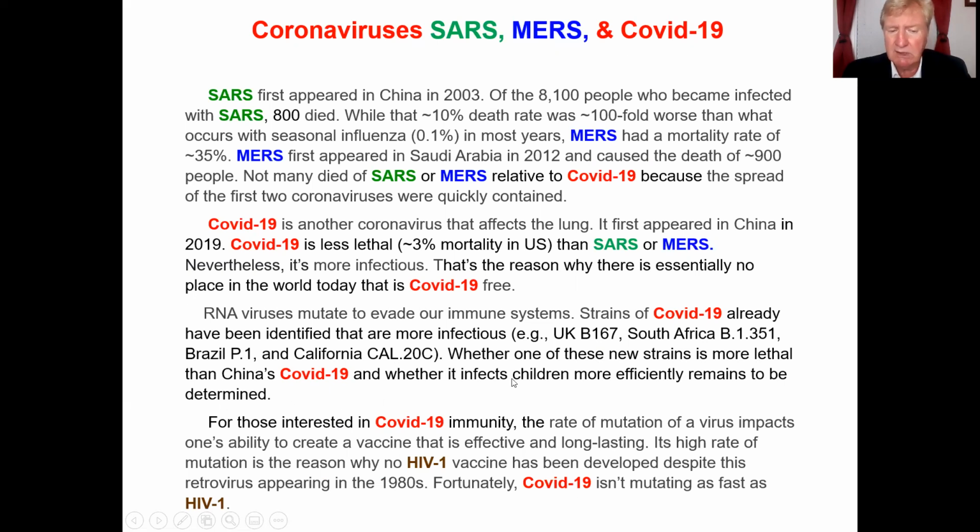And for those who are interested in COVID-19 immunity, the rate of mutation of a virus impacts one's ability to create a vaccine that is effective and long-lasting. Its high rate of mutation is the primary reason why no HIV vaccine has been developed, despite this retrovirus appearing in the 1980s. Fortunately, COVID-19 isn't mutating as fast as HIV-1.